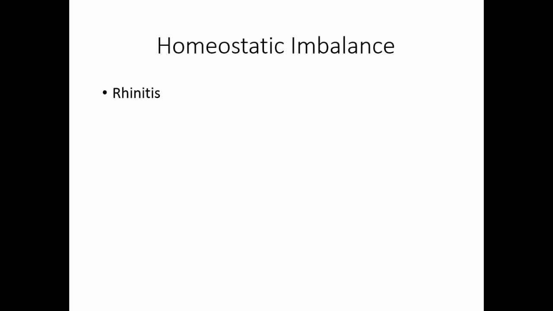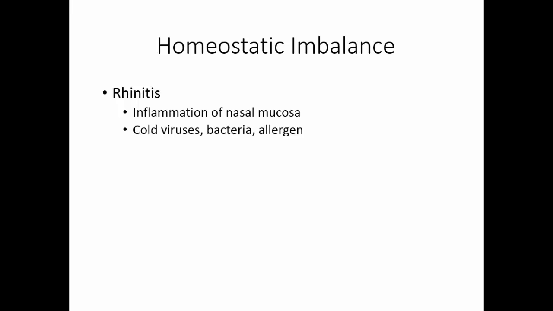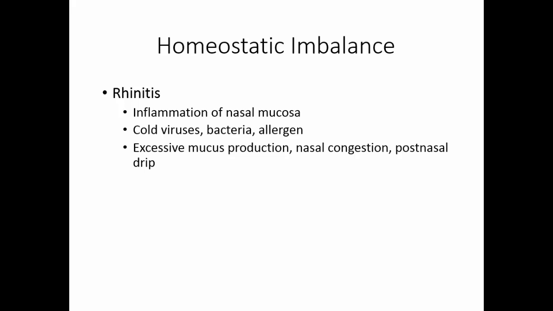Rhinitis is a common inflammation of the nasal mucosa. Most commonly caused by cold viruses, it can also be caused by bacteria and allergens. Whenever you have rhinitis, there is excessive mucus production. This excessive mucus is trying to wash the irritant off of the nasal mucosa. This leads to nasal congestion and postnasal drip, which is that drip down the back of your throat that may give you a sore throat.